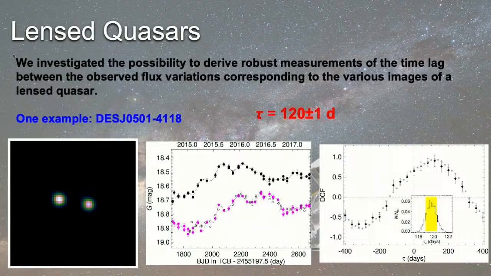This is the image of Pan-STARRS. This is image 1, the light curve of image 2. The discrete correlation function between the image 1 and image 2 light curves. We obtain the 120 time delay between the image with respect to image 1.